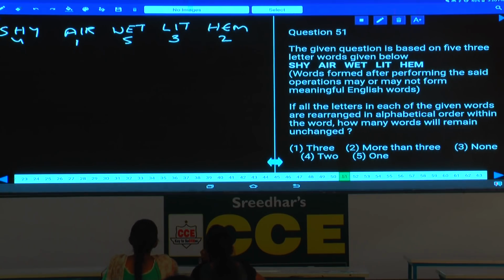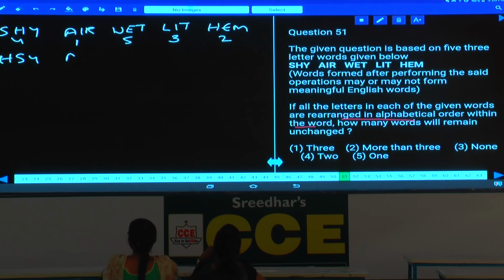Then question number 51. If all the letters in each of the given words are rearranged in alphabetical order, isn't it? The letters within the words are arranged in alphabetical order. Within the word, how many words will remain unchanged? Will remain unchanged means if you observe here, SHY, S, after this S there is H, it should not be, because H should be before this S. Are you following this one or not? Or else let us write HSY.